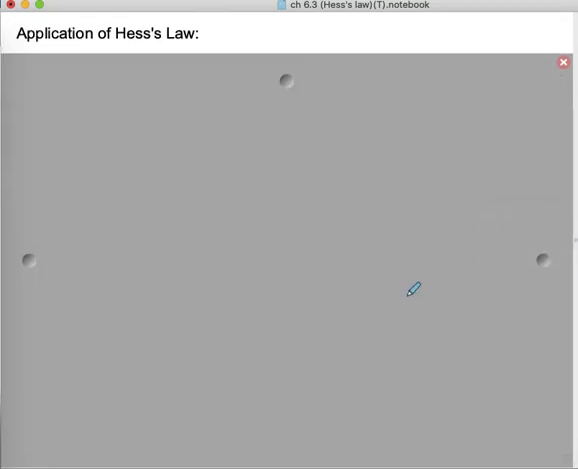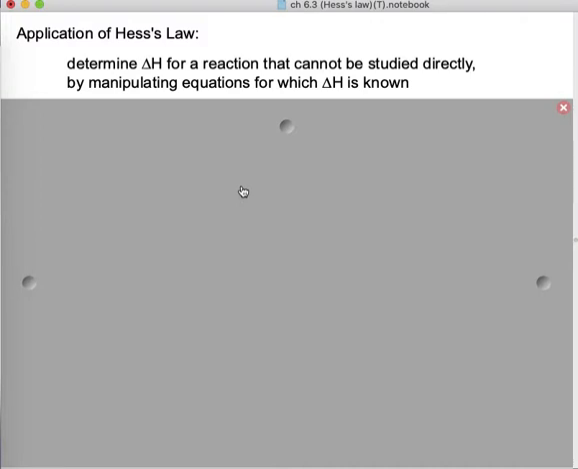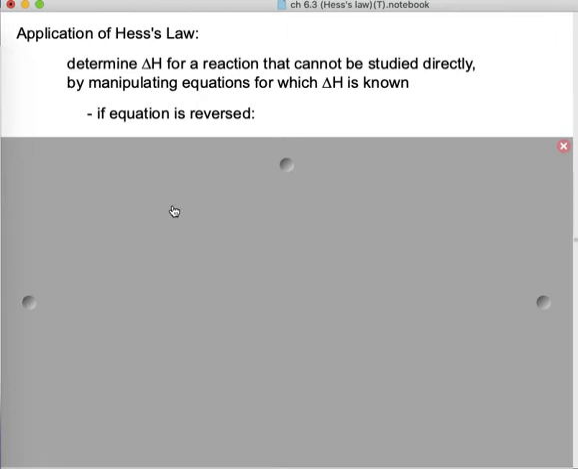So the question is, what do we do with that? Well, it turns out that Hess's law is dramatically useful because it allows us to determine the enthalpy change for a reaction that we cannot study directly. If we can manipulate equations for which we know the enthalpy change and add them together to get our desired reaction, then we can calculate the enthalpy change for that one. Now, what do I mean by manipulate an equation?